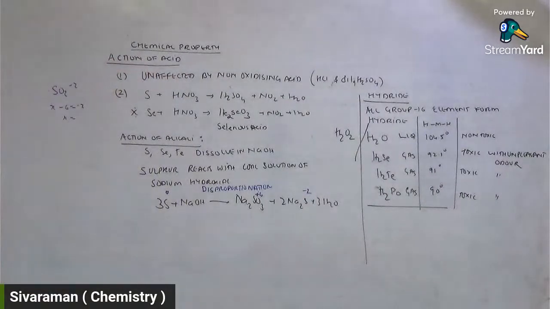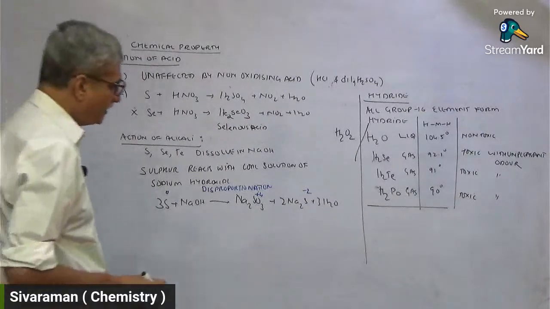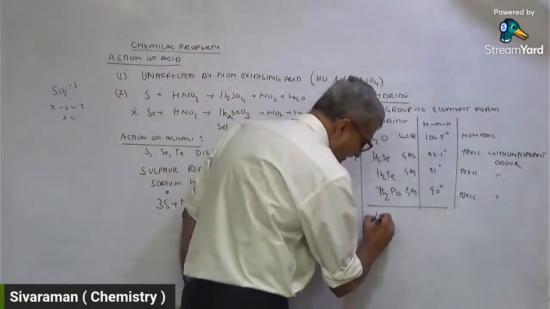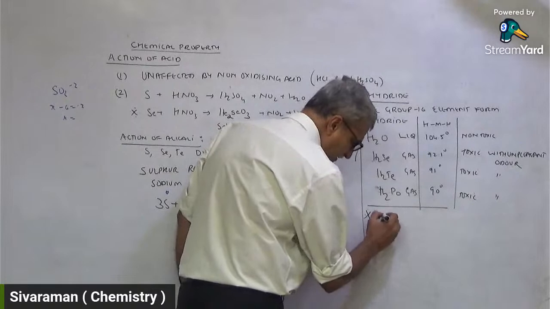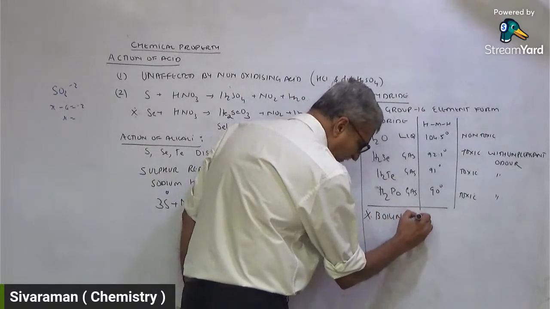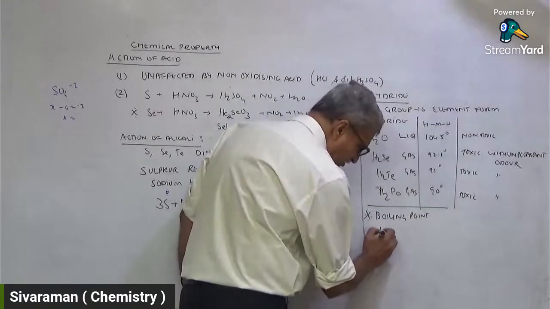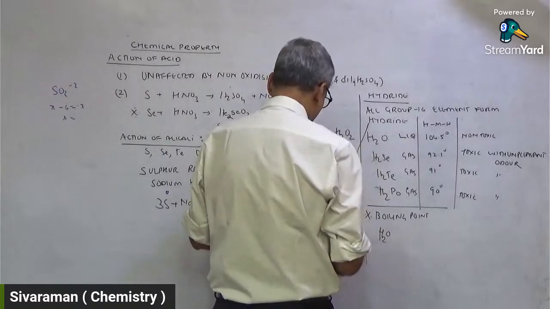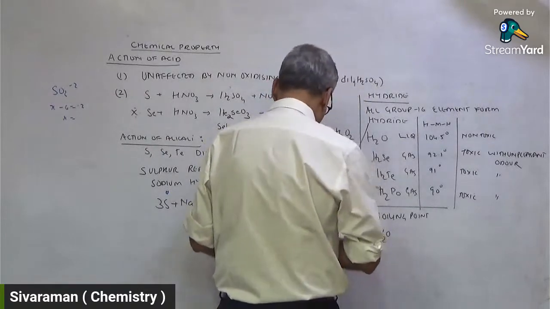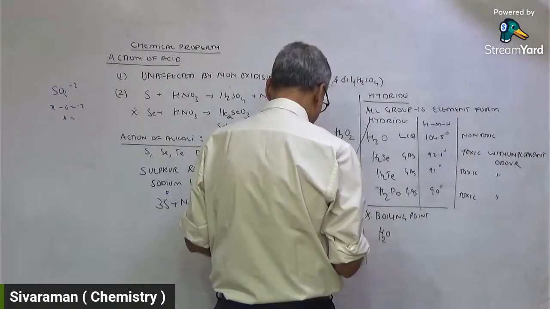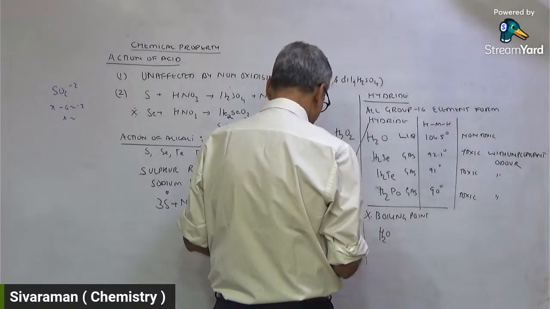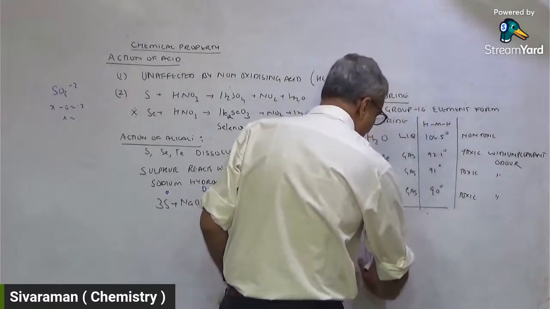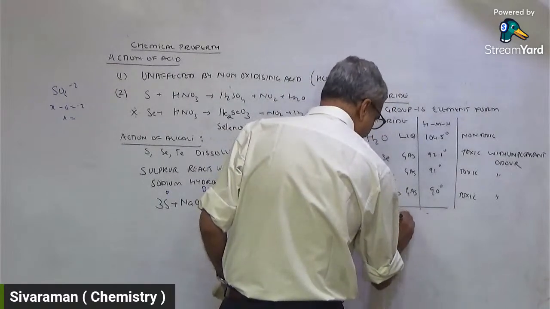Next, I told you about its reducing property. Now there is one more thing about boiling point. I'll write it separately over here because this is important. Why, you will realize. So when I talk about boiling point, obviously H2O will have the, not boiling point, I'm sorry, where it bears volatility.